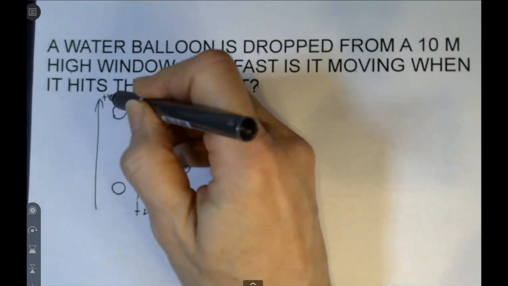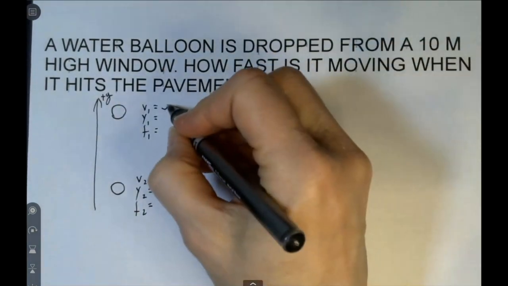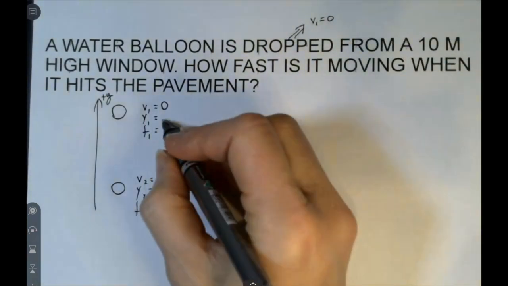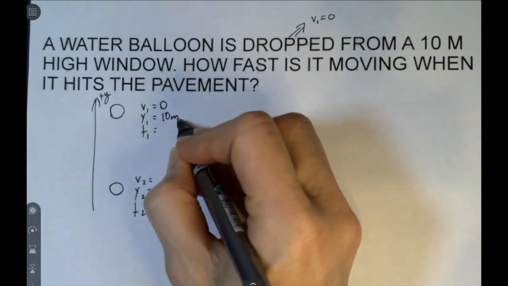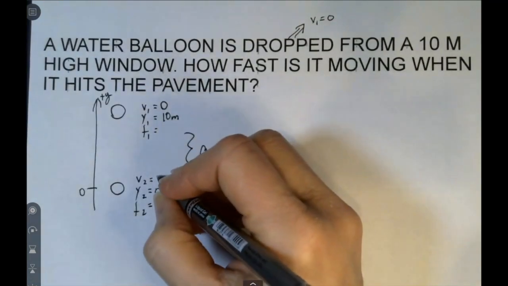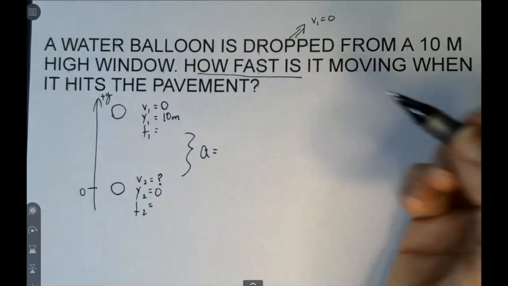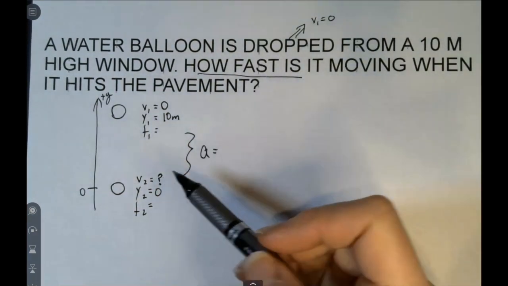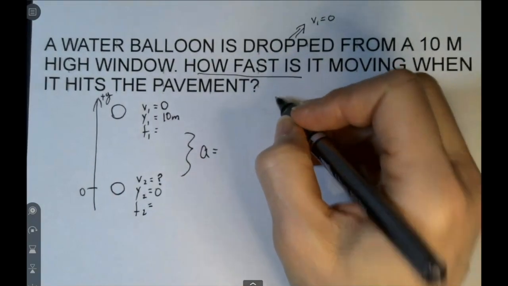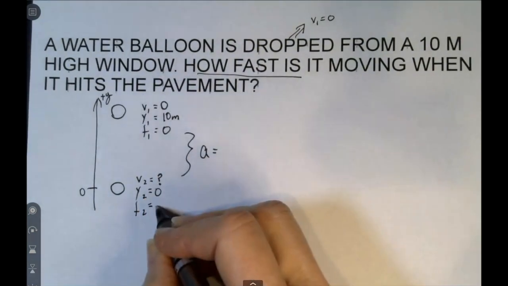I'm going to make the positive y-axis point up, and it's dropped, therefore it starts at rest. This implies V initial is 0. We're starting at 10 meters high and ending at 0, or ending at the ground. And we don't know how fast it's going because that's what they're asking for. You might think, oh, it must be 0 when it hits the pavement. But as we discussed, we're talking about a split second before it hits the ground. And we know it starts at time 0, but we don't know how long it takes.